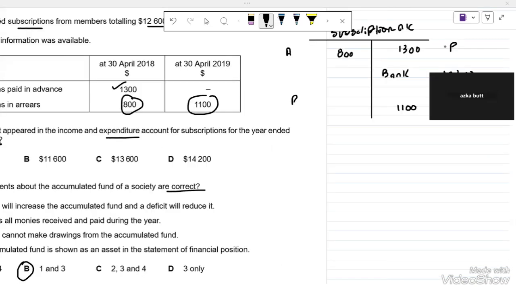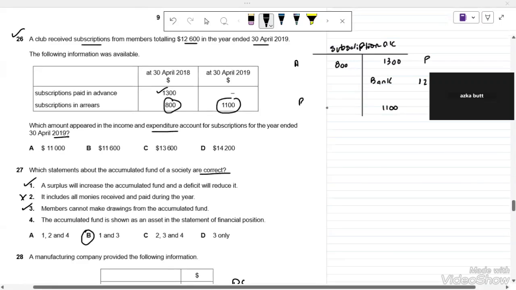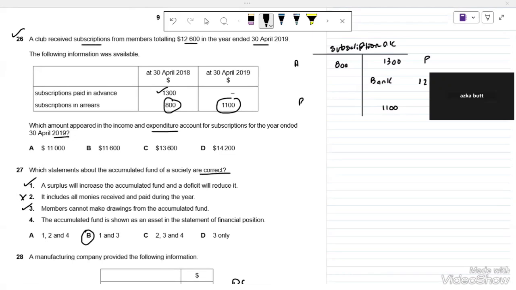I think this method is easier for you if you know how to prepare the subscription account. This is our subscription account basically. Whenever we need to make an income account, we use a mnemonic, which is APPA. If at the year start you have any accrued income, you will write it on the debit side. If at the year start the income is prepaid, you will write it on the credit side. If at the closing date you have any prepaid income, you will write it on the debit side. And if you have any accrued income at the year end, you will write it on the credit side.